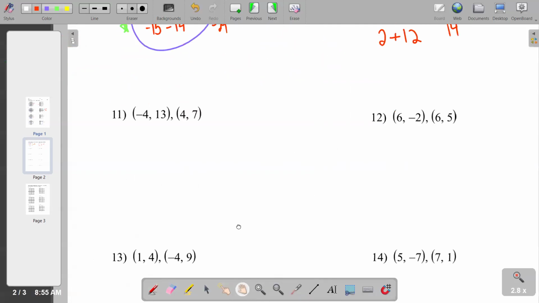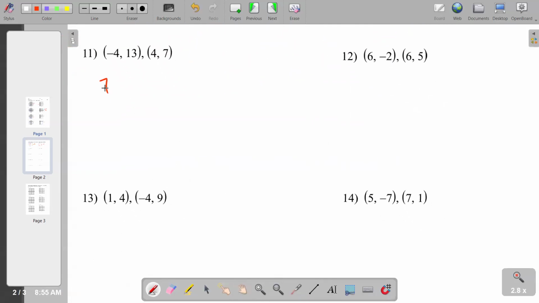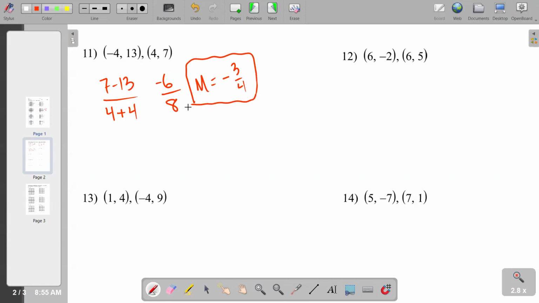Okay. On question 11, I'm going to do 7 minus 13 over 4 minus negative 4. So we're going to get negative 6 over positive 8. And then we're going to fix this, right? We know that if our slope has just one negative in it, the answer is negative, and it reduces to negative 3/4. There is one right answer to these problems, and you're going to see it on the board today. You're going to see it when you look at the answer key. There are not multiple possibilities for each one. So negative 3/4 it is.